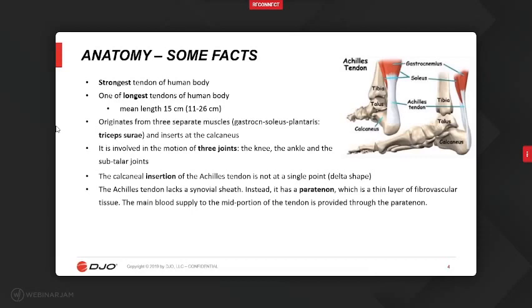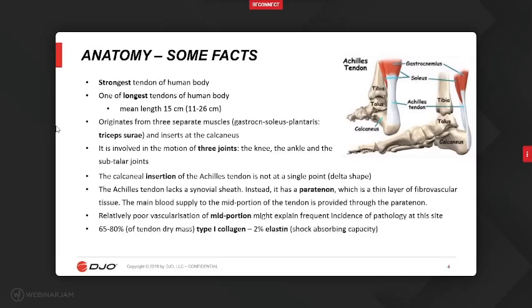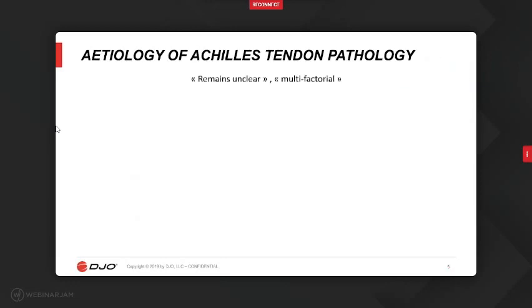The main blood supply to the mid-portion of the tendon is provided through this paratenon, so not through an artery. And a relatively poor vascularization of this mid-portion might explain the frequent incidence of pathology at this site. Then 65 to 80% of the dry tendon mass is type 1 collagen, and 2% is elastin, which has shock absorbing capacity. Then the etiology of the Achilles tendon pathology.